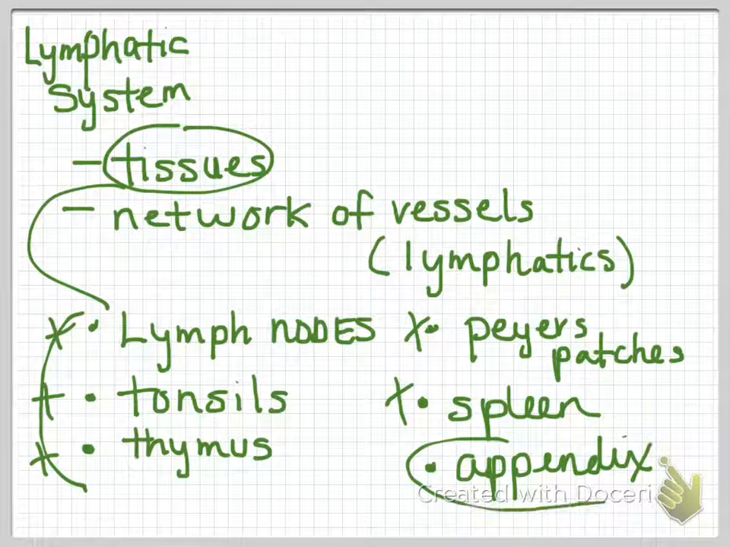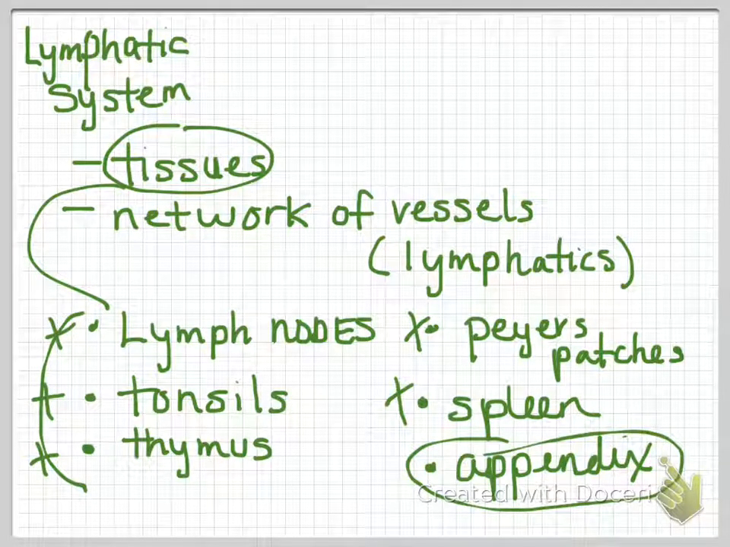The appendix, as we said the other day in class, is really a vestigial structure. It has really no known function. And what does it do? It tends to get inflamed and infected in people, and they can have appendicitis, which is inflammation of the appendix, and will have to have the appendix removed.